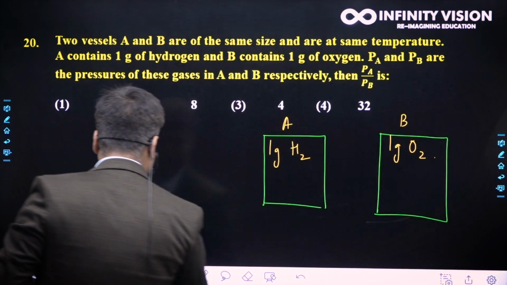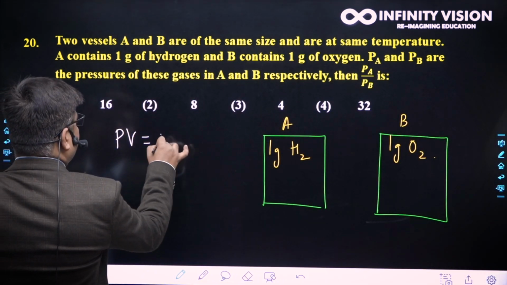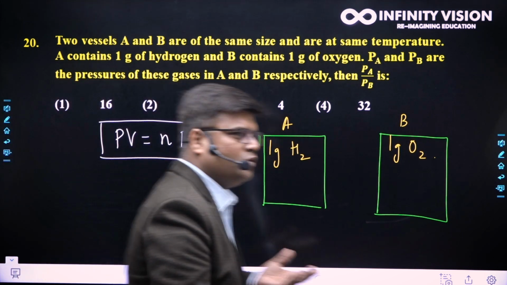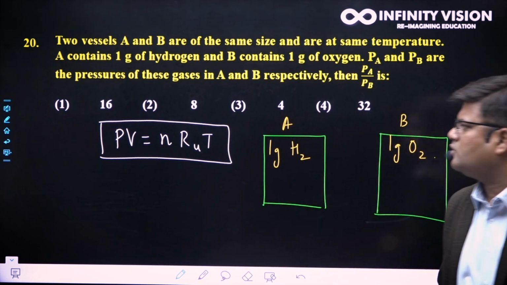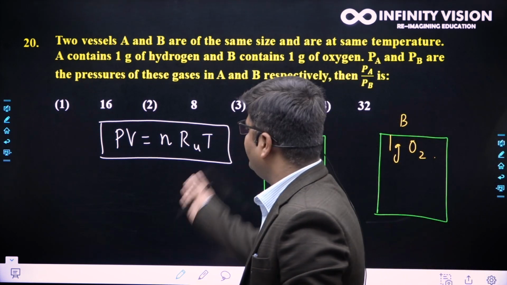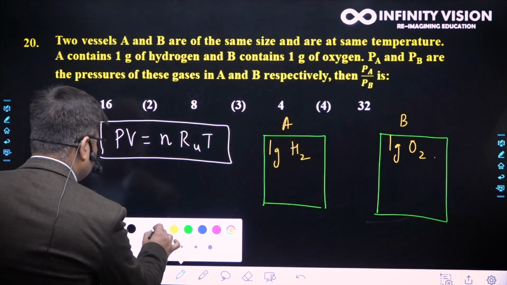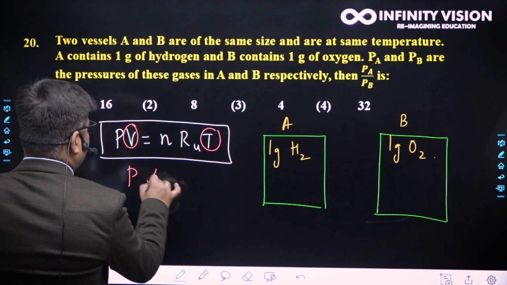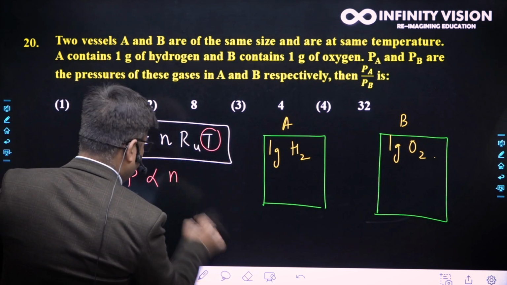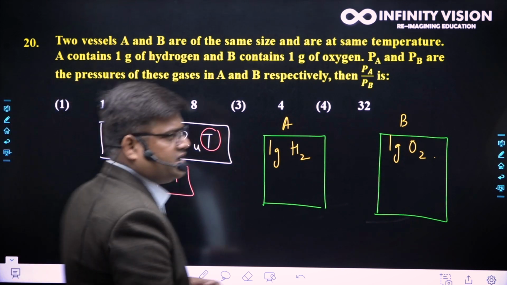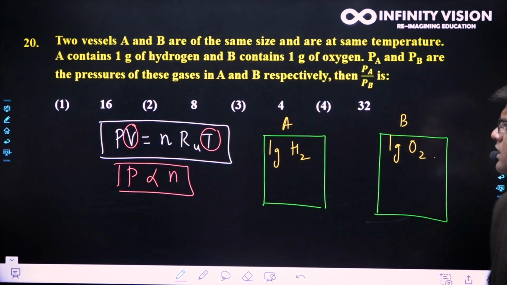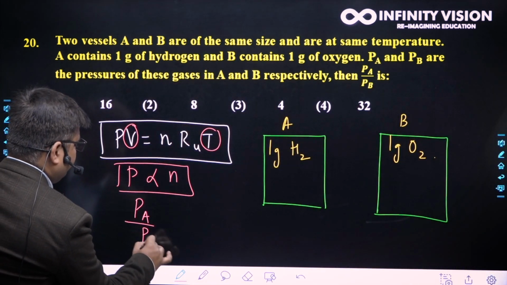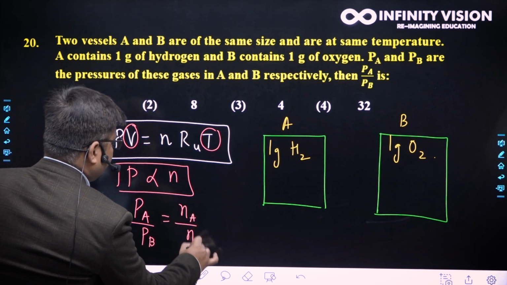Treating hydrogen and oxygen as ideal gases, the basic ideal gas equation is PV = nRuT, where n is the number of moles of the gas, Ru is the universal gas constant, 8.314 joule per mole Kelvin, and T is the absolute temperature. If volume and temperature are both the same, P is directly proportional to n, because Ru is constant. Pressure is directly proportional to the number of moles. So PA upon PB will be equal to Na upon Nb.